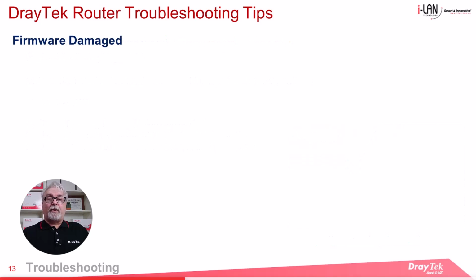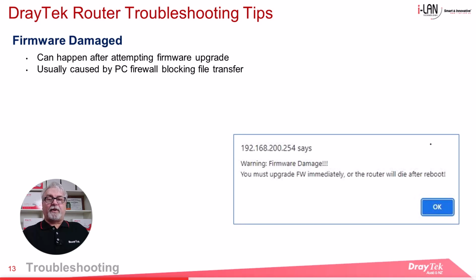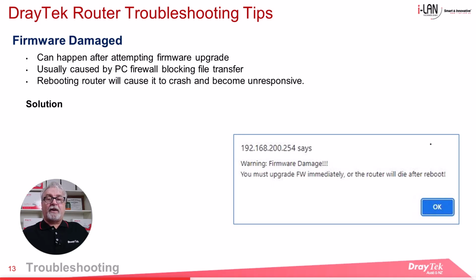Damaged firmware is a common issue which can arise after attempting to upgrade the router firmware. This can be caused by the firewall in the PC used to perform the upgrade blocking the firmware file transfer. When this occurs, the router will come up with a firmware damage message similar to this shown here. When the router is in this state, restarting it will cause it to become unresponsive. The solution here is to first disable the PC firewall and then use the firmware upgrade utility to install the firmware. That's if upgrading through the web GUI doesn't work.